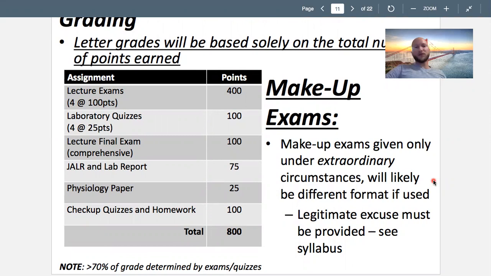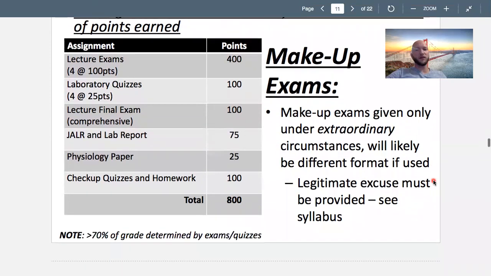But lecture exams, laboratory quizzes, the final exam, you'll start them between 9 a.m. and midnight on a Wednesday. They're listed in the syllabus. They will be timed, so once you start, you'll have a specific amount of time to complete them.